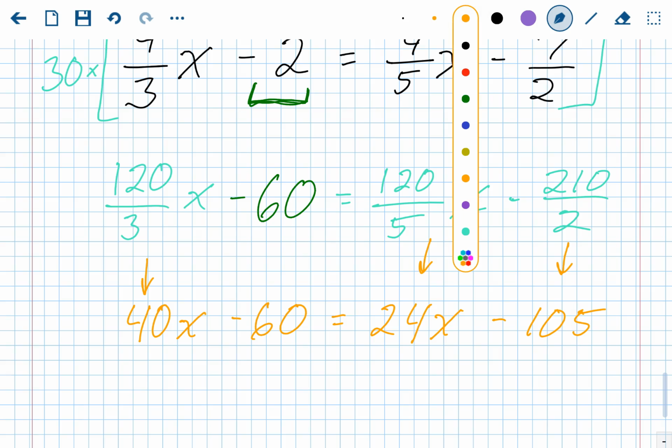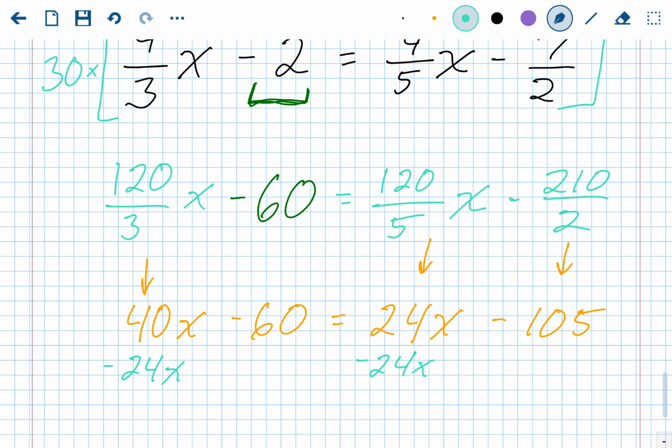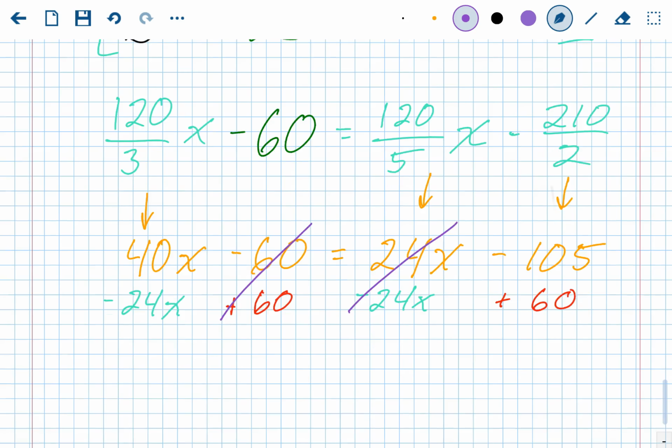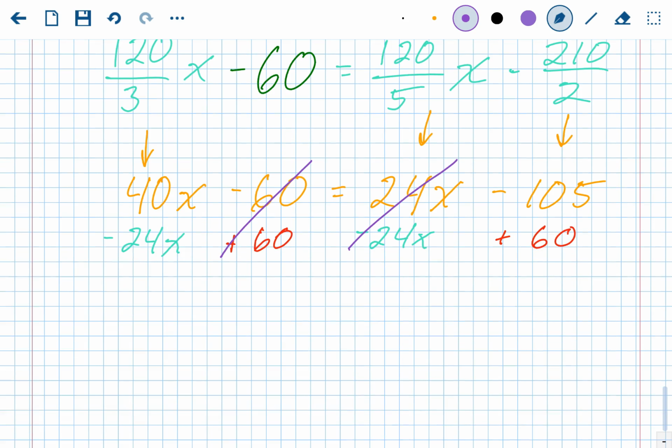Just go through, get all your variables on the left side. So I'm going to need to subtract this 24x over. I'm going to need to add 60 because it's already minus 60. So we'll add 60 to the right side. The 60s go away, the 24s go away. On the left side, all we're left with are the x's. 40x minus 24x is 16x. On the right side, negative 105 plus 60 is negative 45.